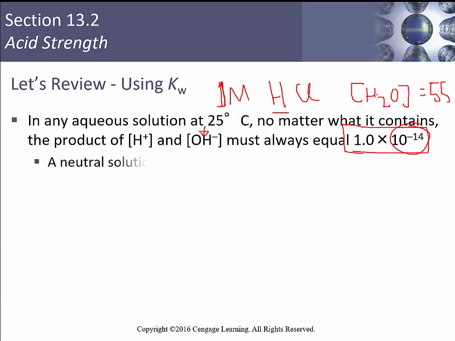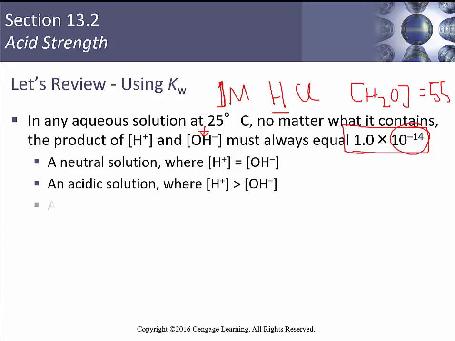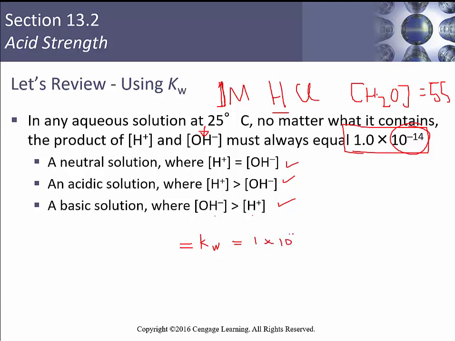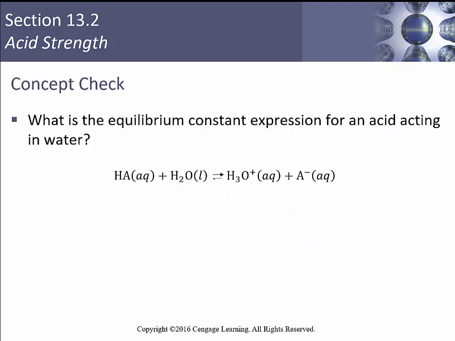So there are 3 possibilities: a neutral solution where H plus is equal to OH minus, an acidic solution where H plus is bigger than OH minus, or a basic solution where OH minus is bigger than H plus. No matter what we're doing, whether it's acidic or basic or neutral, my product of H plus and OH minus is always going to be equal to Kw, because I just have so much water, 1 times 10 to the minus 14. Right? So that product is always going to be the same.